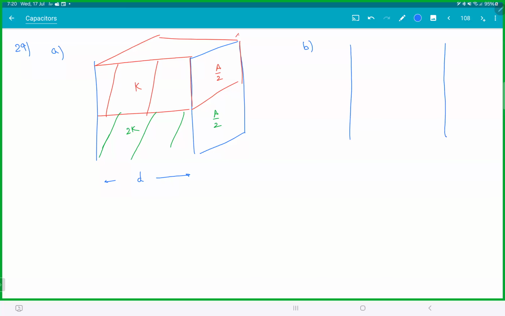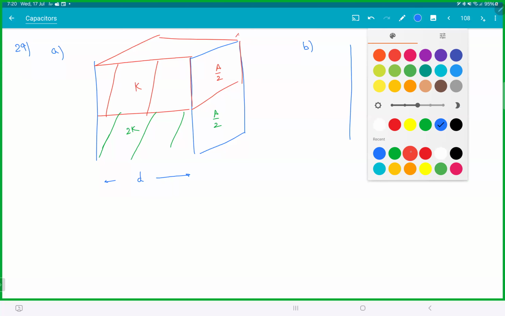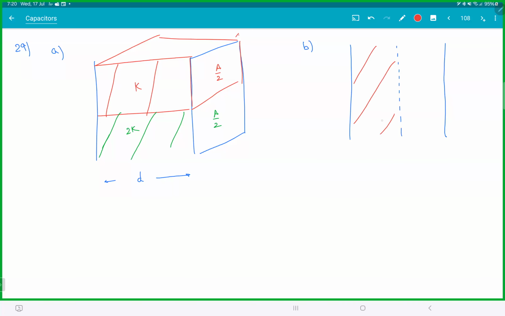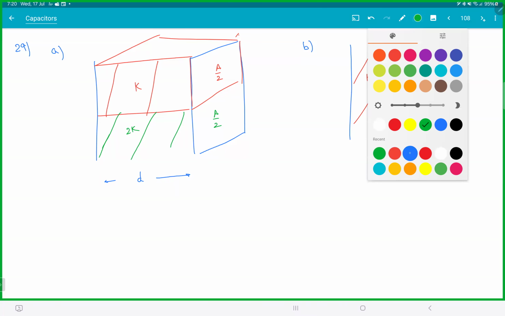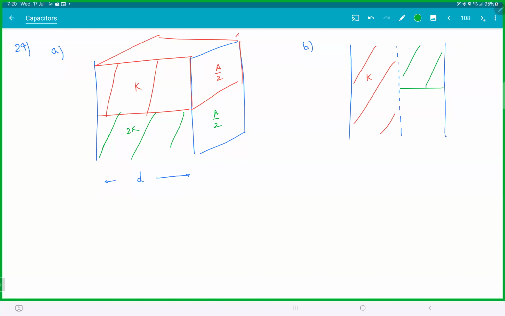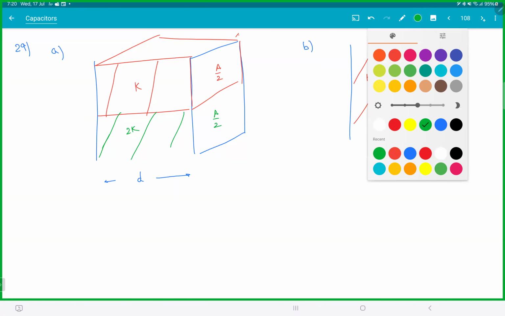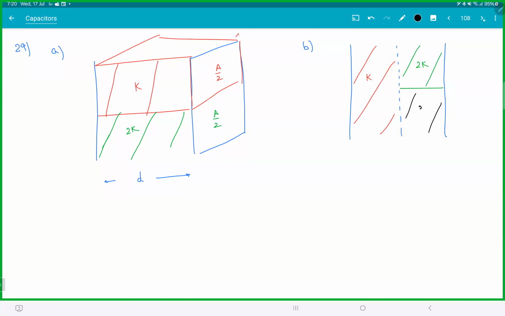In heat transfer, K used to be conductivity, thermal conductivity. This is K. This is 2K. This is 3K. Hope you remember this one. D by 2. D by 2. Area is A by 2, A by 2. Find C equivalent.